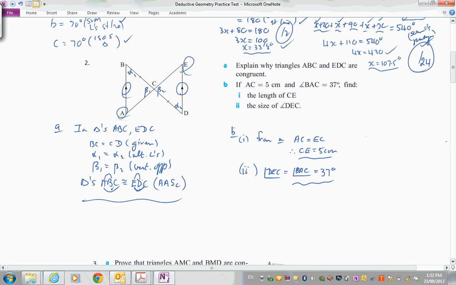If you can get matchups and show they're identical with one of the 4 rules, remember the rules, side, side, side, 2 sides included angle, corresponding angles on a side, and right angle triangles, hypotenuse equal on one other side. Once you've established that, you can match up the various sides. That's the importance of this line over here, getting them in order.